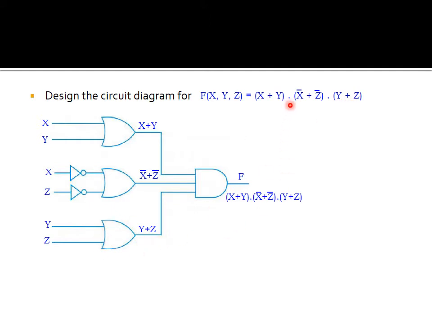Finally I have an AND operation in between these expressions. So I take all these inputs and put them into one single channel, and that's an AND gate. So once you get this AND gate, finally after resolving these expressions you get the desired expression.